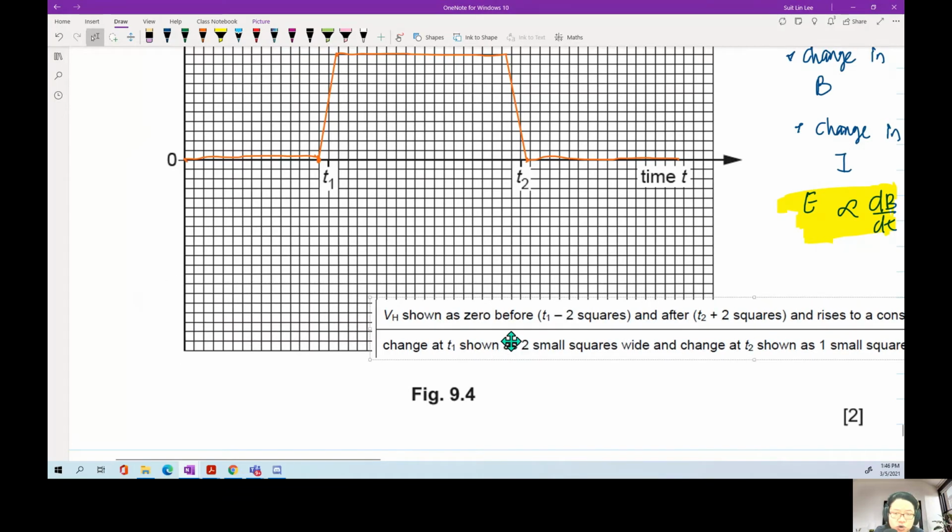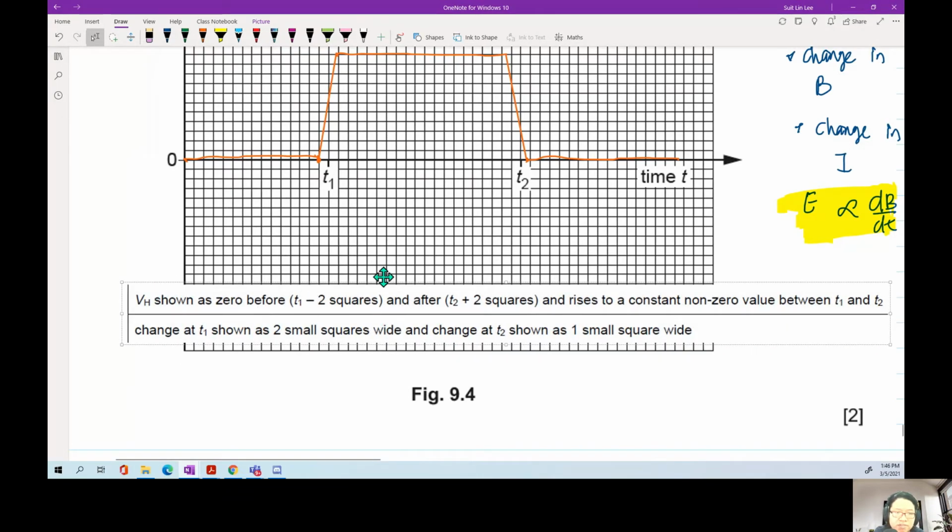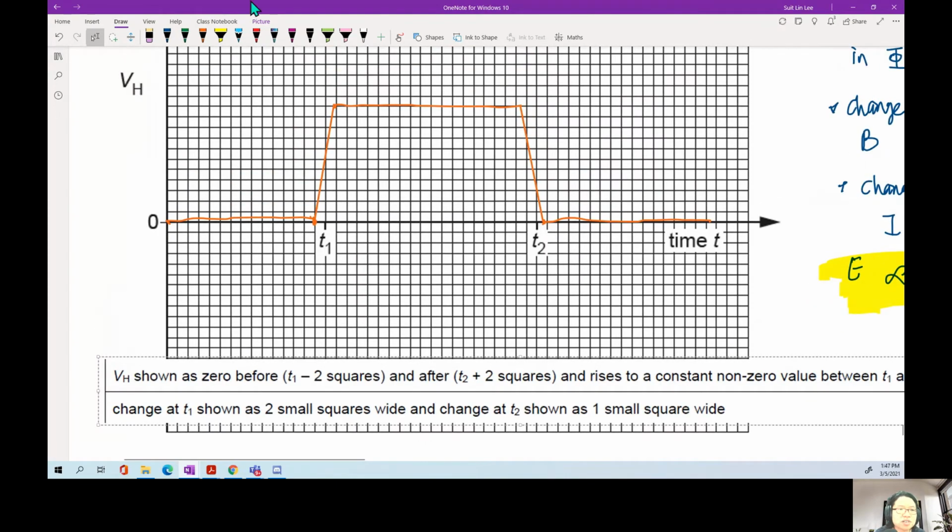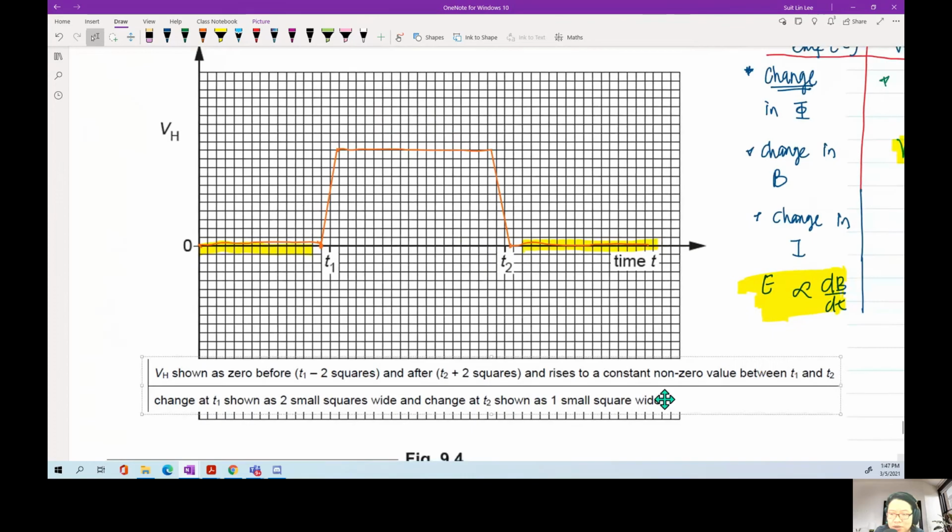Okay. V_H shown as 0 before. So as long as you draw 0 from here to here, and from here to here, and then from here to here, you draw 0. And then rise to a non-constant value between T1 and T2. It doesn't matter where between T1 and T2. So you get all these yellow ones, you get 1 mark. So at least you get the general shape correct, 1 mark.